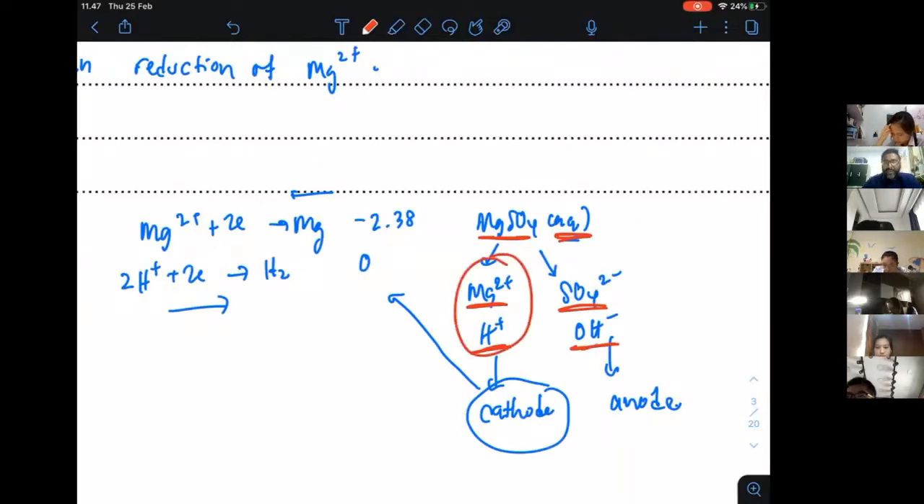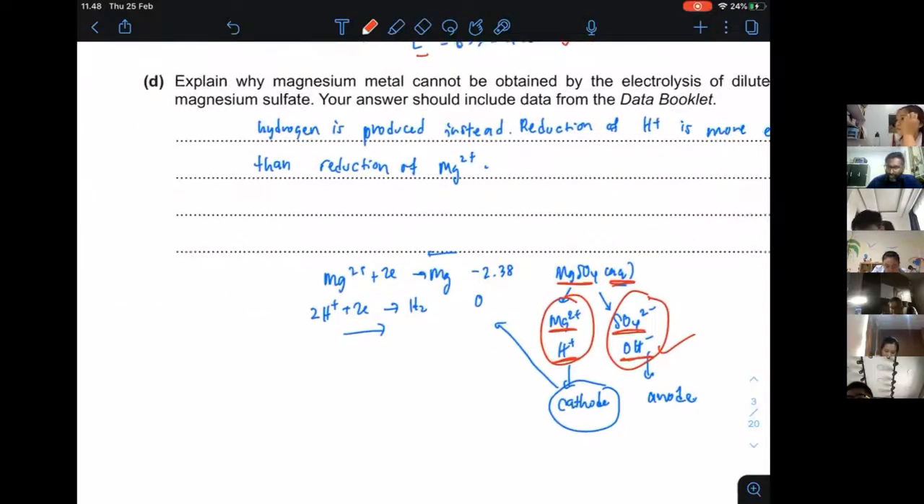So there are 2 types of ions that will go to cathode, Mg2+ and H+. Here at the anode, you know basically which one will be discharged. The OH- will be discharged. Why? SO4 2- is a very big ion, so they don't get discharged easily. So OH- will be discharged. But that is not the question over here. They are asking why you don't get magnesium.